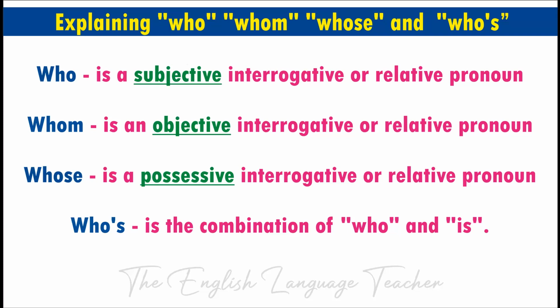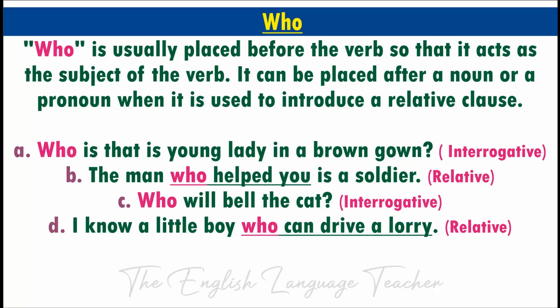The first one, who, is subjective in nature. That is, it is used in the subject position. Whom is objective. It is used in the object position. While whose, W-H-O-S-E, is possessive. It is used in the possessive case. Here on the next screen, we shall begin to examine each of these words one after the other.